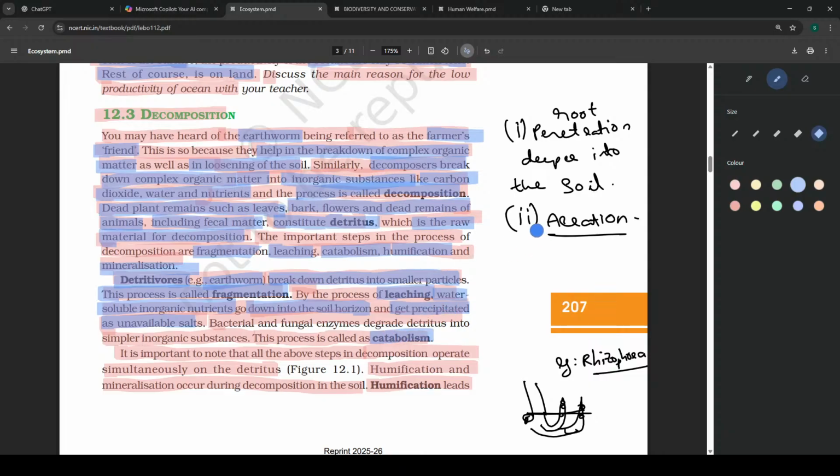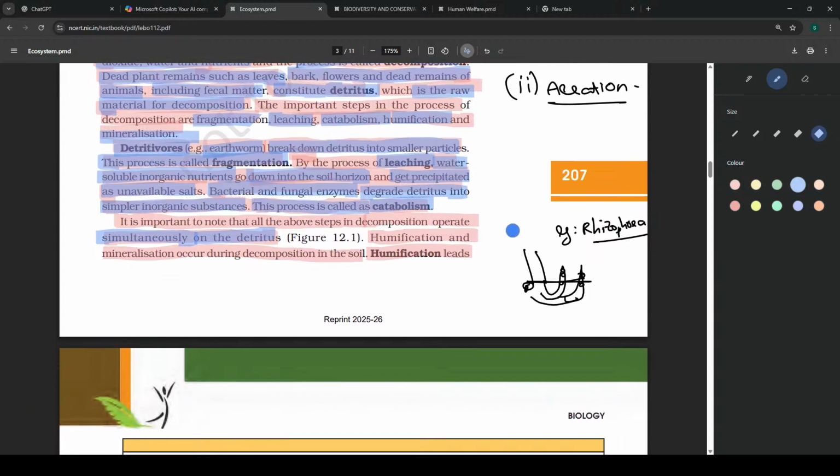Coming to catabolism, as we already heard the name before, when bacterial and fungal enzymes degrade detritus into simpler inorganic substances, this process is called catabolism. The first three steps, fragmentation, leaching, and catabolism, do not happen at different times. For a specific detritus, all these three steps happen at the same time, or simultaneously, as expressed by the NCERT. They will happen simultaneously on the detritus.